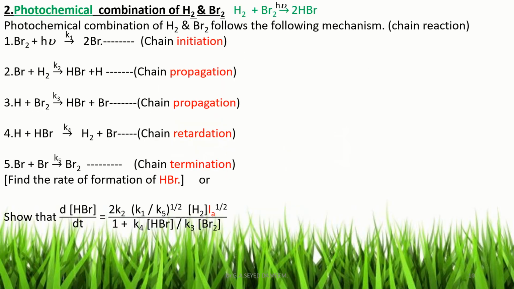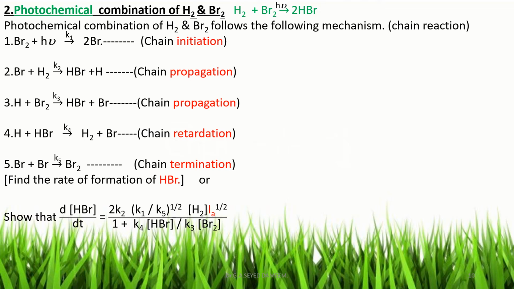Now the next topic is the photochemical combination of hydrogen and Br2. These two are photochemically combined to form 2HBr, which follows this mechanism. Here the first step, the chain initiation step, is a photochemical step: Br2 plus hν gives 2Br with the rate constant K1. Now the rate of this step is given by K1·Ia, where Ia is the intensity of light absorbed, that is the rate of the chain initiation step.